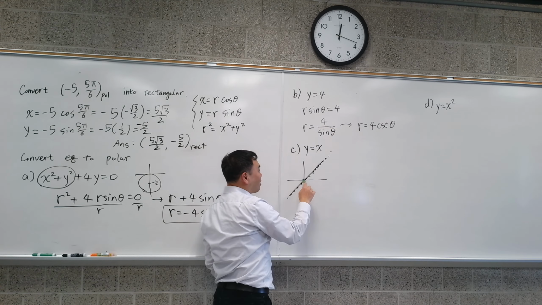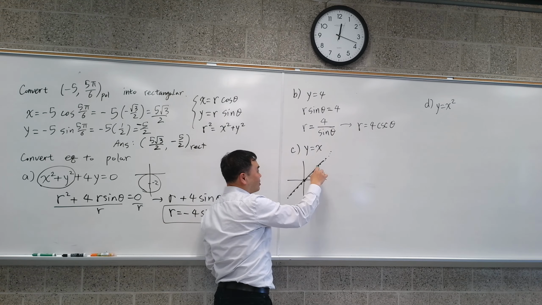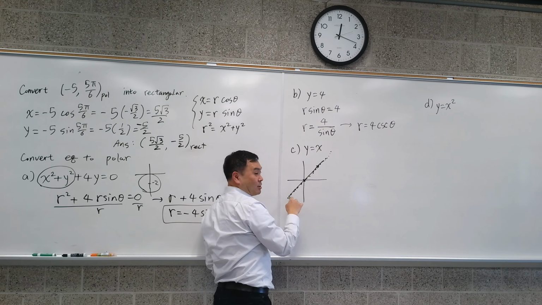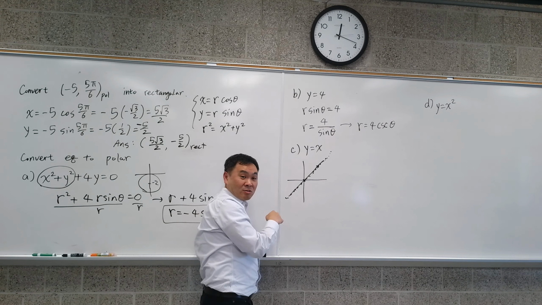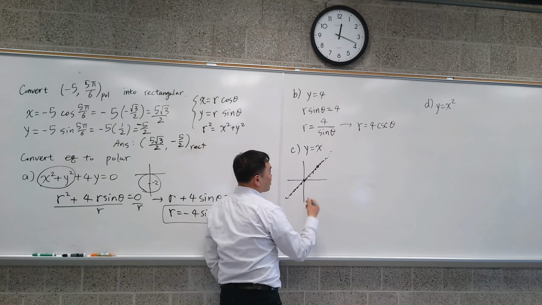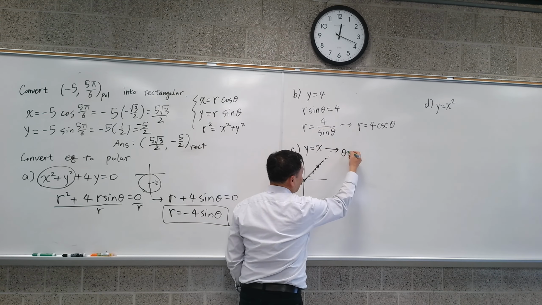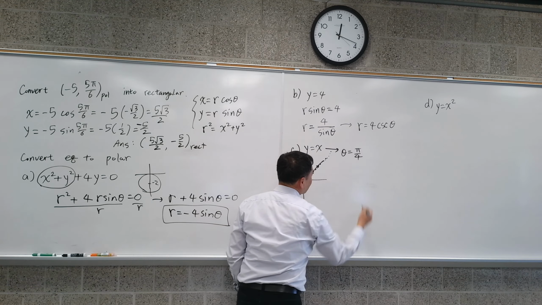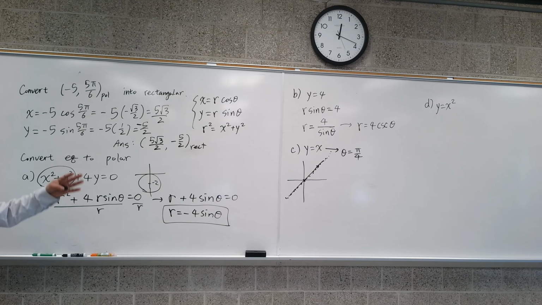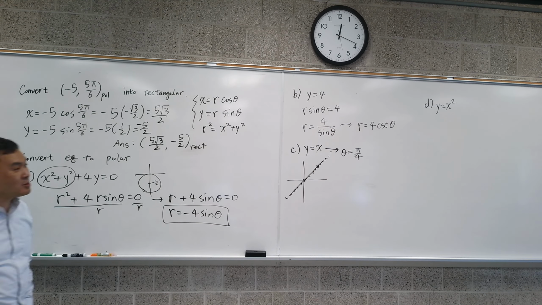And if r is 0, 0 comma 45 degrees will give you this point. Say 1 comma 45 degrees is going to give you this point, and then 2, and then if you go negative 1, you get this other point. So this one you can just use the graph and say, oh, this should convert to theta equals pi over 4. Now you could try doing what we've been doing before, but that's going to be slightly harder.